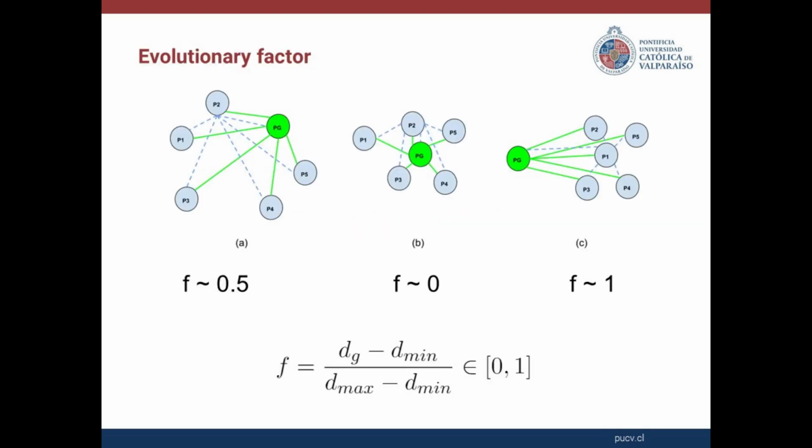The evolutionary factor is calculated by obtaining the average distance of each particle from all others, distinguishing the particle with the shortest distance, the longest distance, and the average distance of the particle with the best fitness, according to the equation shown. The value of the evolutionary factor varies according to the position of the best particle, decreasing when the best particle is close to the center of the PSO and increasing when it moves away.